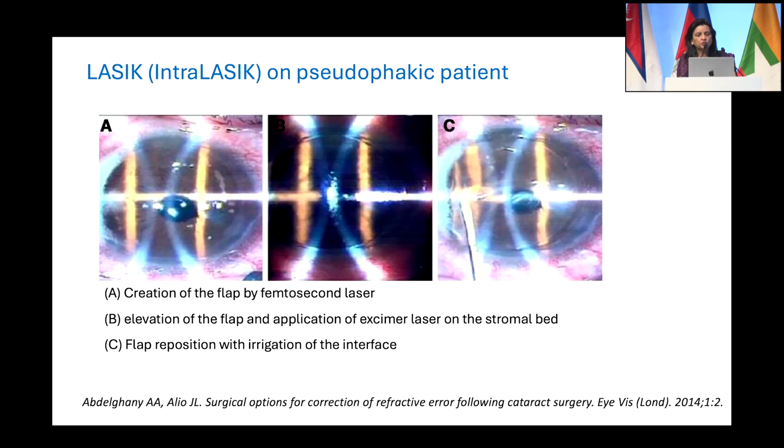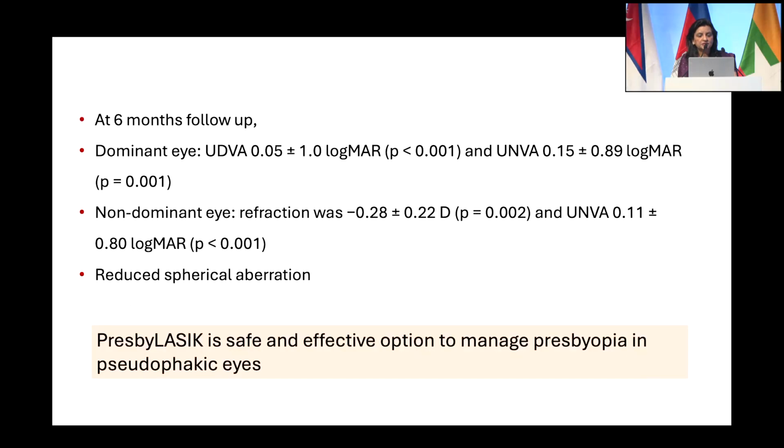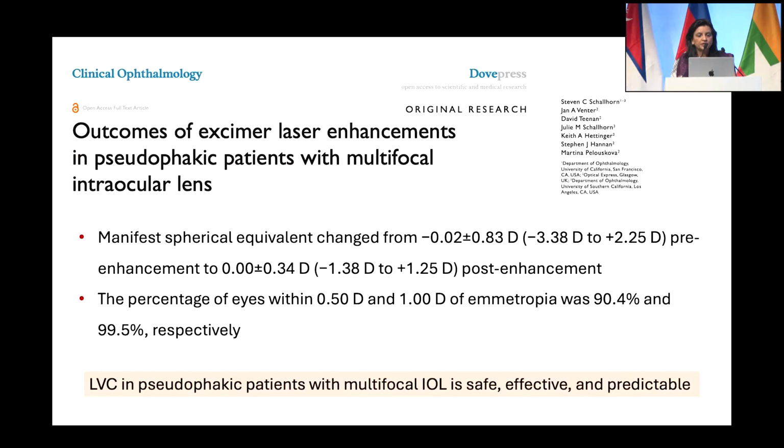So basically, if you want to do LASIK, this is a study which showed that it does give good results, where the creation of the flap is done by the femtosecond laser, elevation is done, the excimer laser is applied on the stromal bed, and the flap is repositioned with irrigation of the interface. People have even tried multifocal femto presby LASIK in pseudophakic eyes, but there are not very many studies of the same, although isolated reports which are available do show good results.